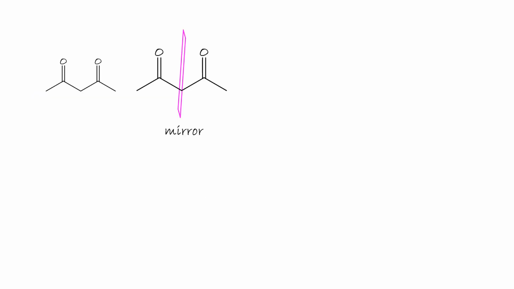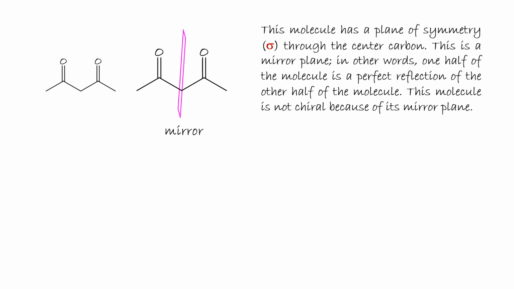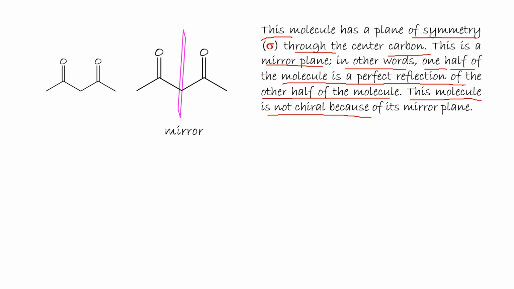This molecule has a plane of symmetry. That's why this molecule has a plane of symmetry through the center carbon. This is a mirror plane. In other words, one half of the molecule is a perfect reflection of the other half of the molecule. This molecule is not chiral because of its mirror plane. We call it an achiral molecule.